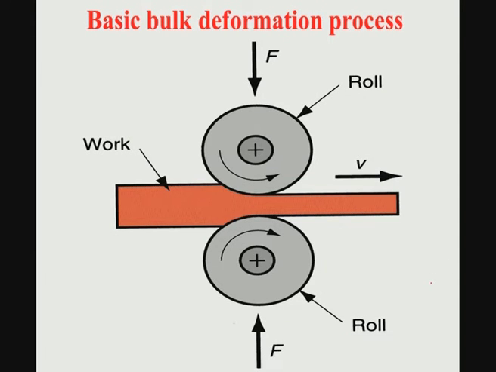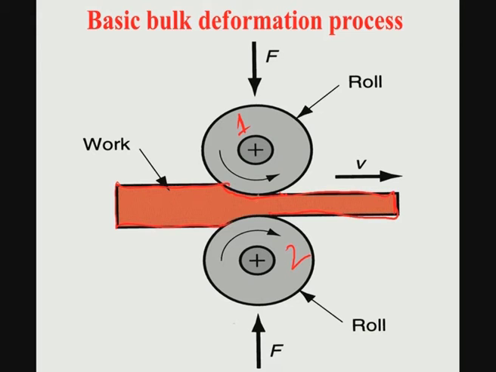So, let us start with the simple example of rolling. What you see here is roll number 1 and roll number 2. These two rolls rotate in opposite directions, and the moment they start rotating, this workpiece, which I mentioned in the last slide, will be dragged into the rolls and come out.